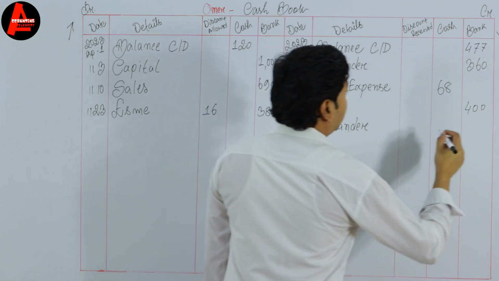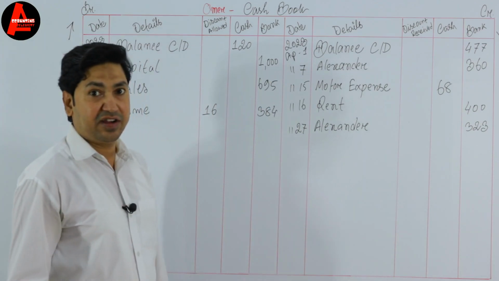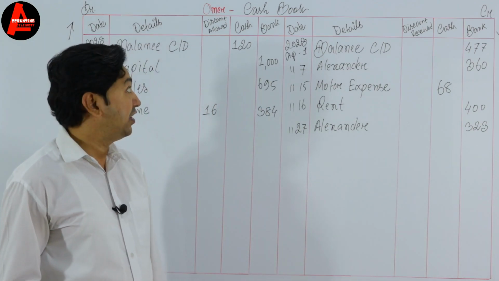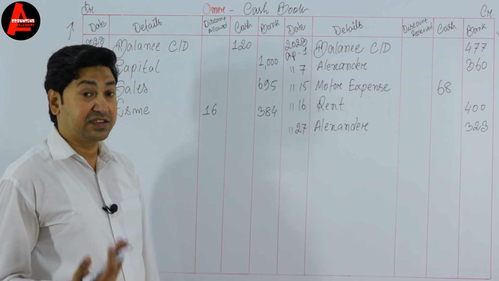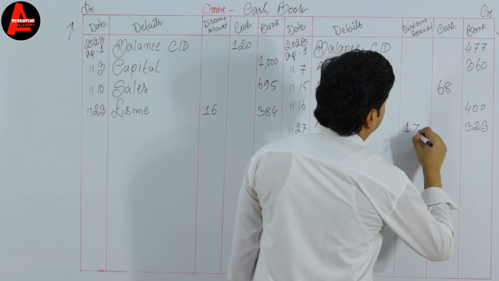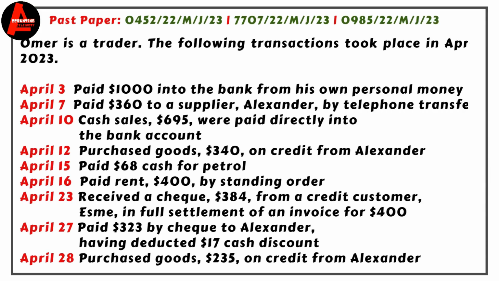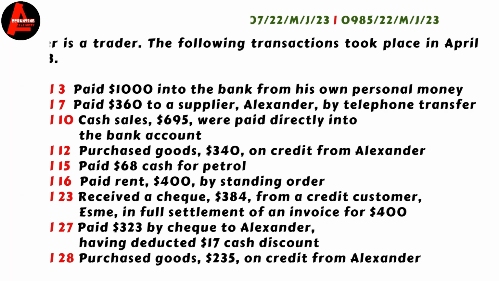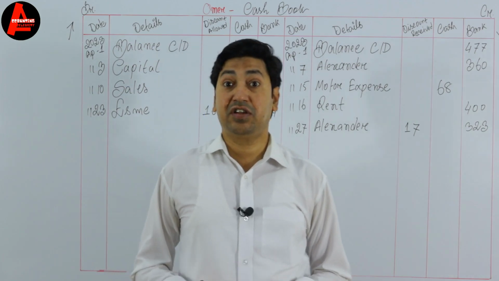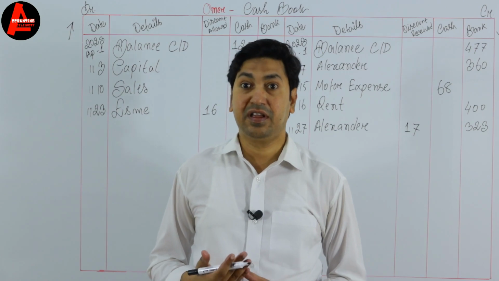So we paid him $323, and it is written clearly on the question that we deducted $17. Okay, this is the discount we received. So this amount will be here on the discount received column. Okay, then here our last transaction, purchased goods $235 on credit from Alexander. Okay, same purchase goods on credit. This is not a cash book related transaction. Okay, so this will not appear here.